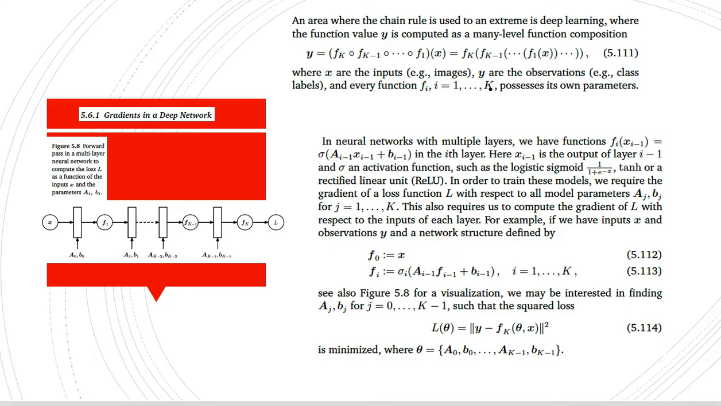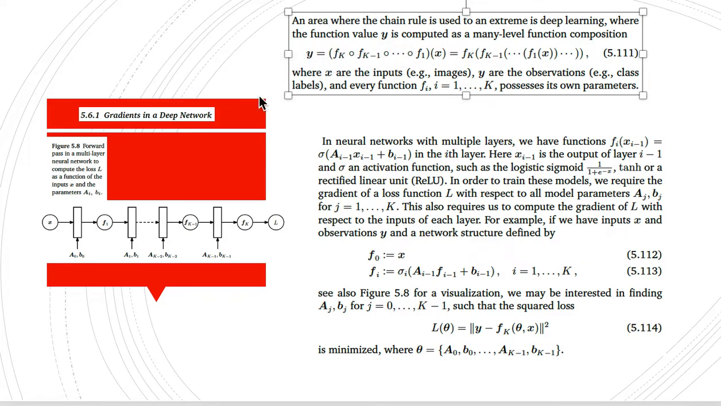Now we move to gradients in a deep network. This is basically general knowledge for you. You will look into this technique, I think, in AI in games, so you will learn more. But at least if you have this idea, it will be easier for you to understand more. An area where the chain rule is used to an extreme is deep learning, where the function value y is computed as a many-level function composition like this one.